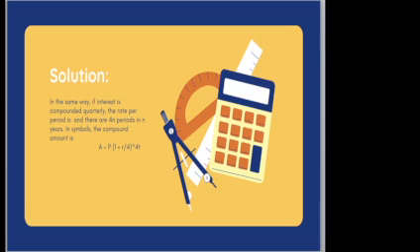In the same way, if interest is compounded quarterly, the rate per period is R over 4, and there are 4n periods in n years. So we have in symbols, the compound amount is A is equal to P times 1 plus R over 4 to the power of 4T. So that is compounded quarterly. Our K here is 4.